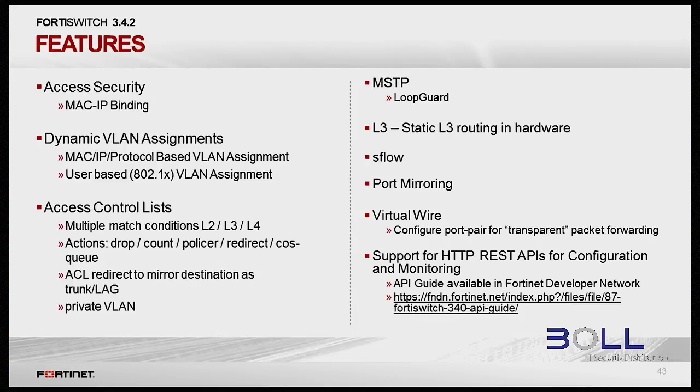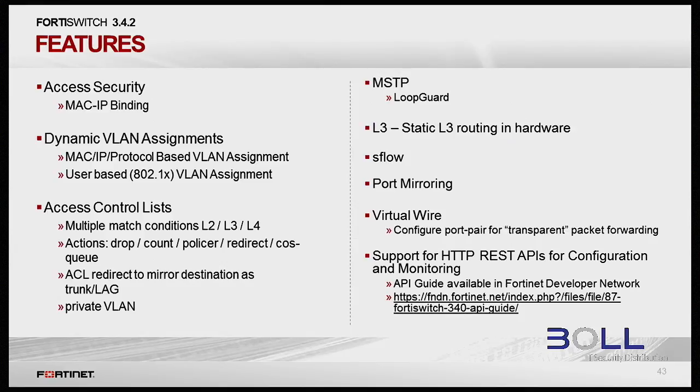The ACLs are very flexible. You can configure different match conditions. You can police the traffic, redirect it to a different port, apply a quality of service queue. So it's very flexible ACL functionality. You can do mirror destinations, and have private VLAN. We have the MSTP support that I mentioned. Layer 3 is static, and dynamic is coming in the roadmap. I'll show you.